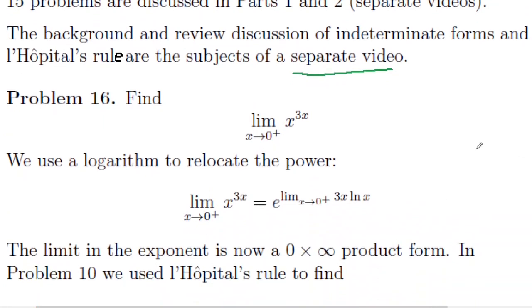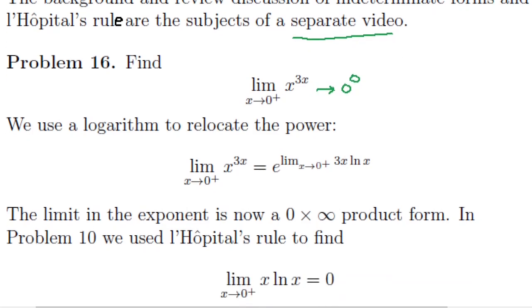Here's problem 16, where we are interested in finding the limit of x raised to the power 3x as x goes to 0 from the right, which means x is bigger than 0. When x goes to 0, we have a situation where 0 is raised to the power 0, and that's an indeterminate form of the power type.